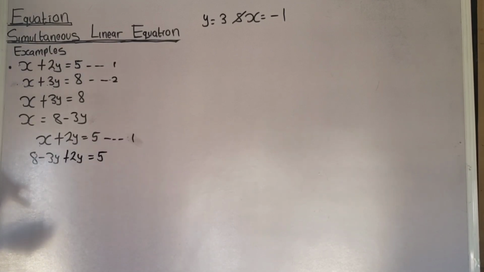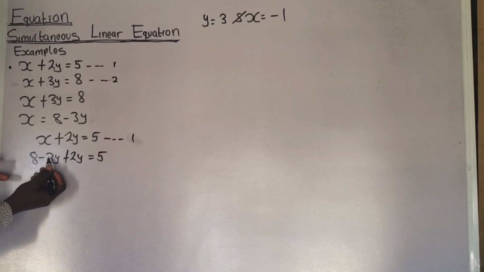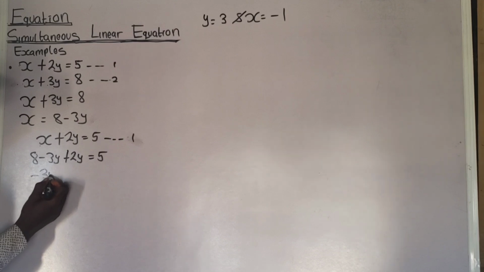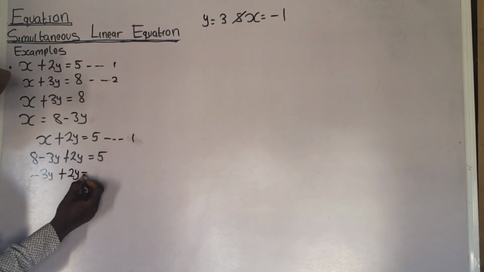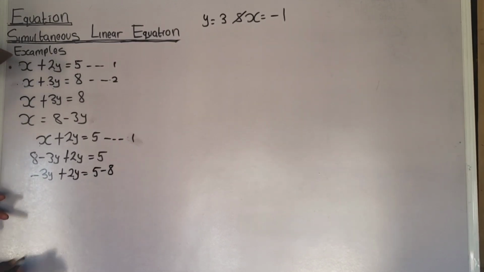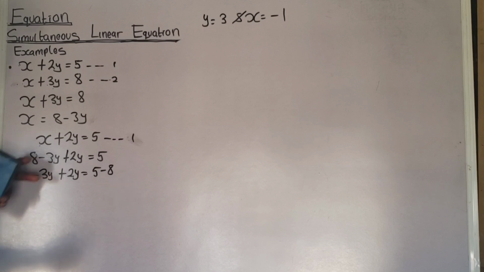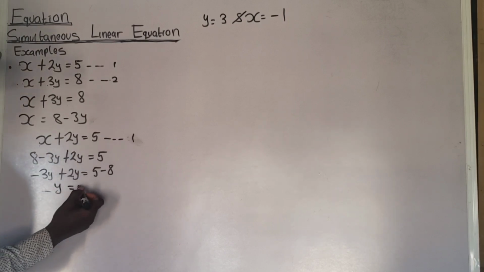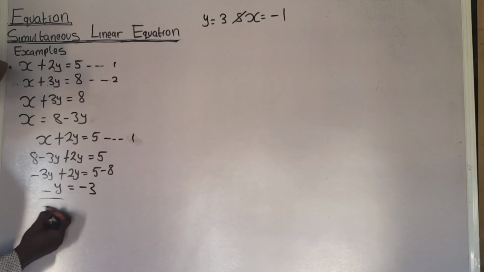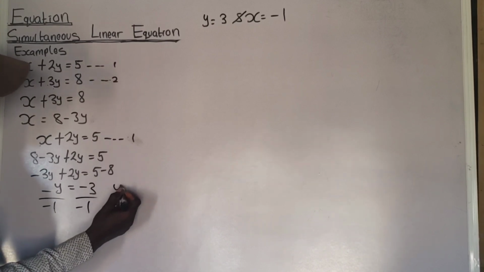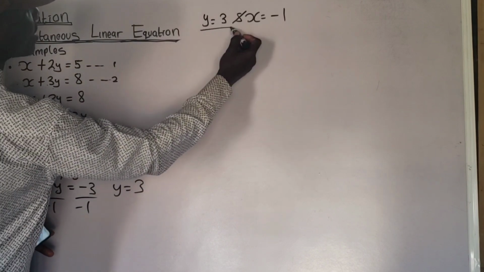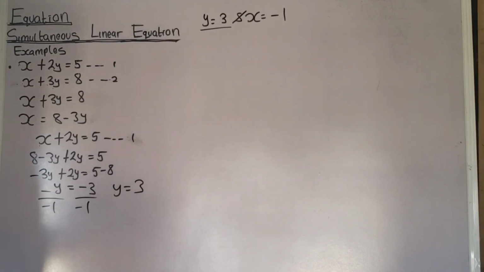Now, let's proceed to solve for the value of y. Let's take it step by step. Negative 3y plus 2y is equals to 5 minus 8. Negative 3y plus 2y, I'm going to have negative y is equals to 5 minus 8, which will give me negative 3. Divide both sides by negative 1. y will be equals to 3. This is the same as what we get when we use elimination method.